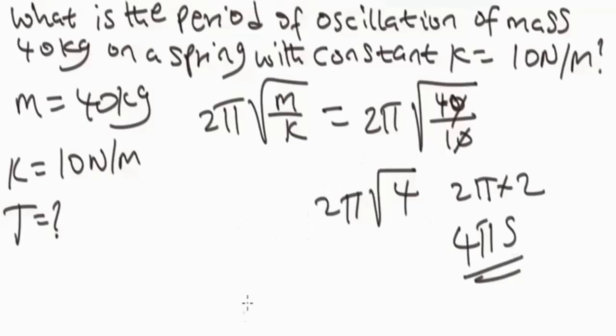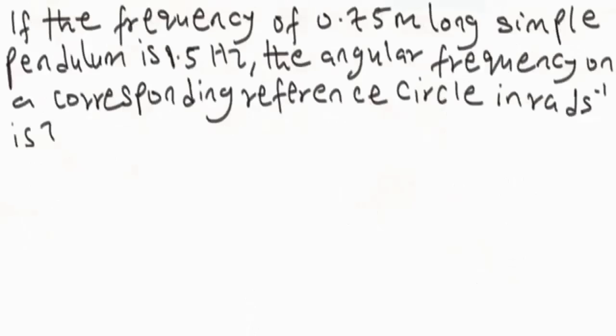So let's wipe it and solve one more example under simple harmonic motion. Okay, let's look at this problem. It says if the frequency of a 0.75 meter long simple pendulum is 1.5 Hz, the angular frequency on the corresponding reference circle in radians per second is what? Now note that angular frequency or angular velocity is measured in this unit, radians per second. Take note of this.